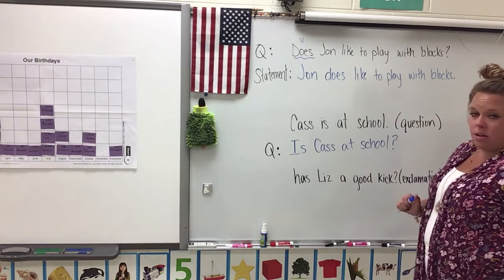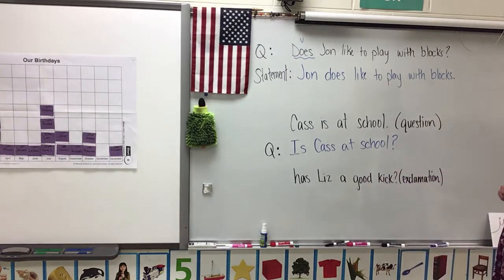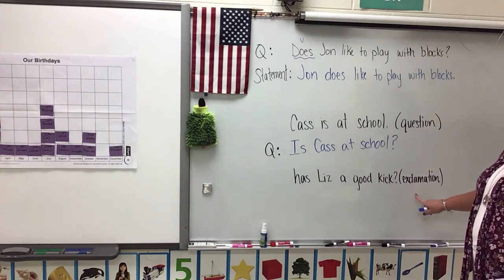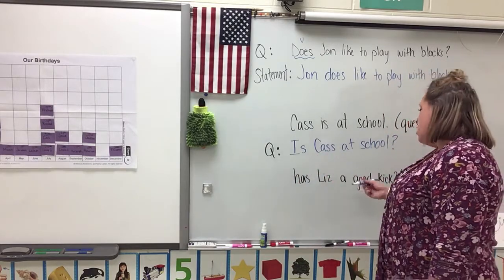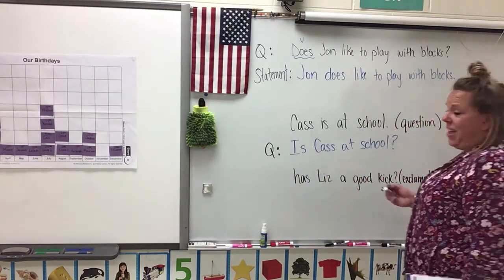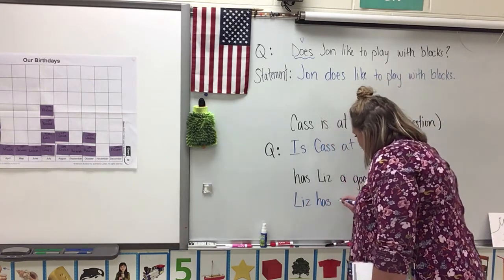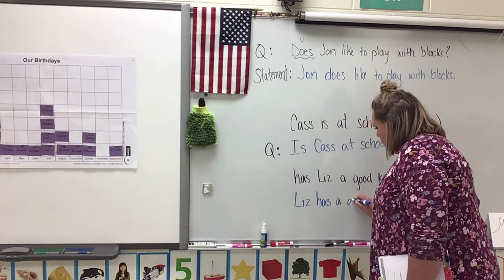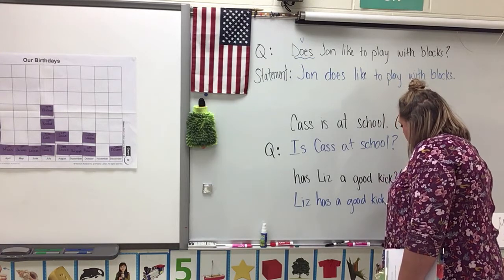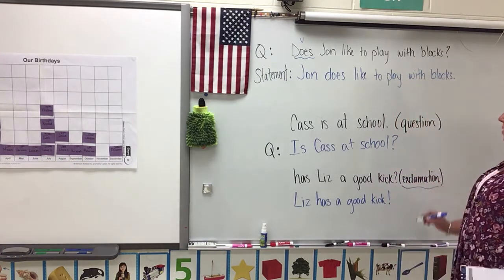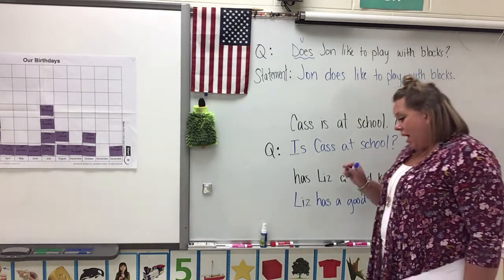Let's look at this last one. Currently, it's a question. Has Liz a good kick? We want to make it into an exclamation. Ooh, and we better make sure that we have a capital letter at the beginning of our sentence. So, has Liz a good kick? We want to say, Liz has what? A good kick. And then we need an exclamation mark because it's an exclamatory sentence. Liz has a good kick.